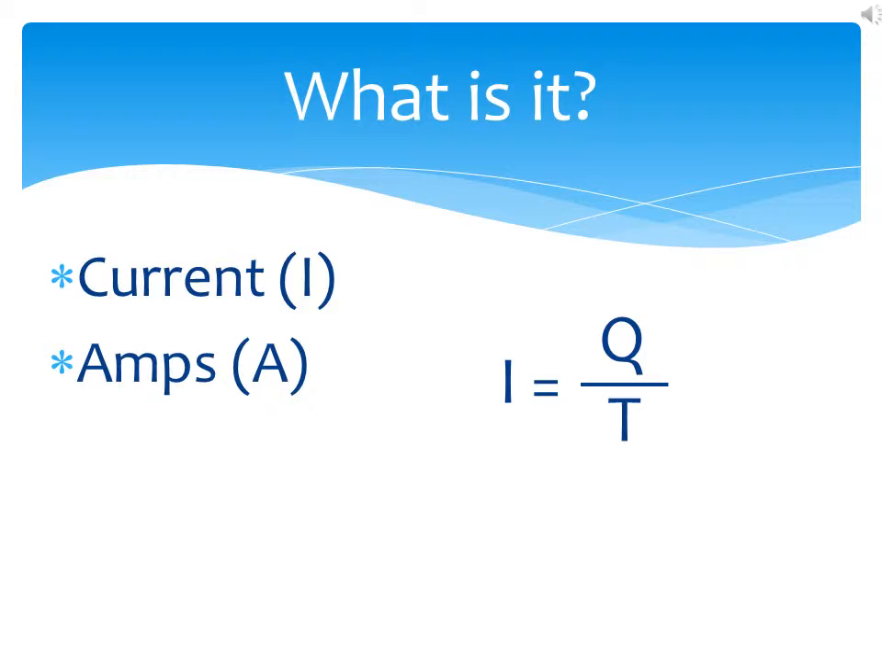The common symbol for current is the capital letter I. The standard unit is ampere, amp, symbolized by the letter A. 1 amp of current represents the flow of 1 coulomb of electrical charge in 1 second. I equals Q/T.